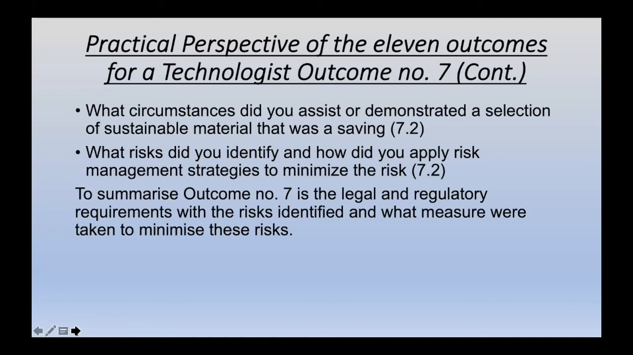Then, what risks did you identify and how did you apply the risk management strategies to minimize the risk? Here it is talking about risk management. What did you do and what metrics did you use when you identified certain risks? And you must be able to tell us the level of the risks. To summarize outcome number 7, it is the legal and regulatory requirements with the risks identified and what measures were taken to minimize these risks. And that is basically it. Can we go to the next slide?